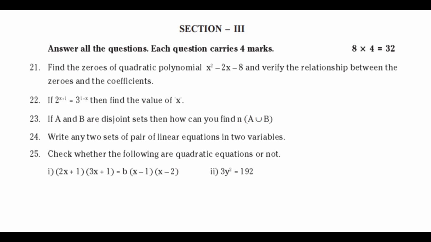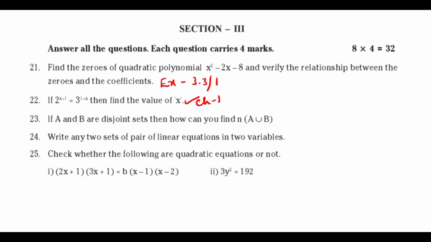Question number 21, find the zero of the quadratic polynomial x square minus 2x minus 8. Verify the relation between zeros and coefficients. So this model I told in many model papers, very important. So you can refer, this is from exercise 3.3 question number 1, and if you want these model questions you can check it in the description given, that full detail of this problem, and this one also from the chapter 1. So this problem also is available in the description.